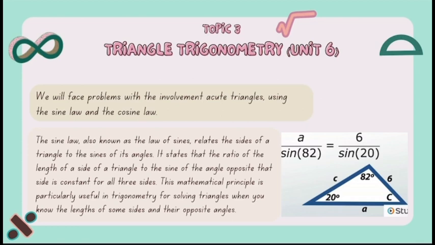So what is the sine law? The sine law, also known as the law of sines, relates the sides of triangles to the sines of their angles. It states that the ratio of the length of a side of a triangle to the sine of the angle opposite that side is constant for all the sides. This mathematical principle is particularly useful in trigonometry for solving triangles when you have the lengths of some sides and their opposite angles.